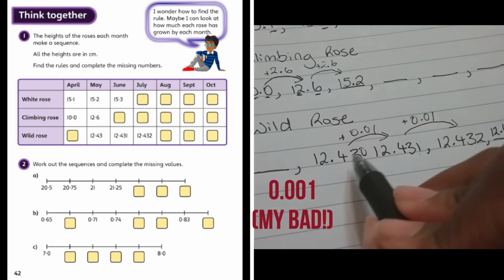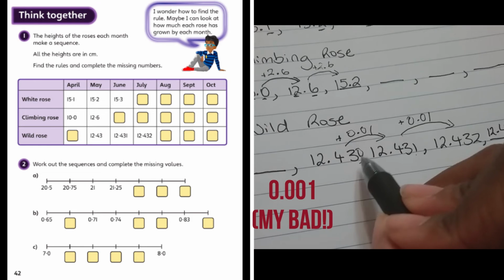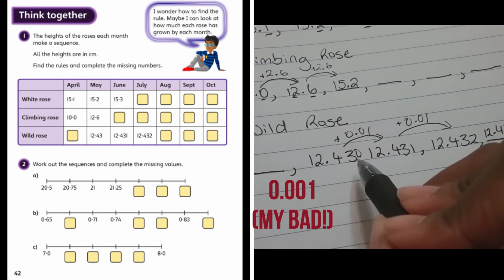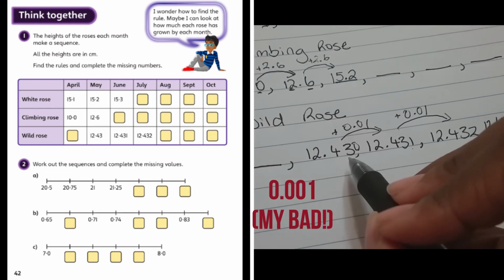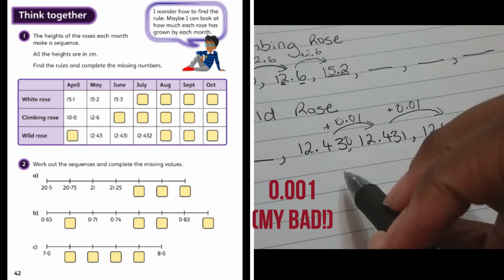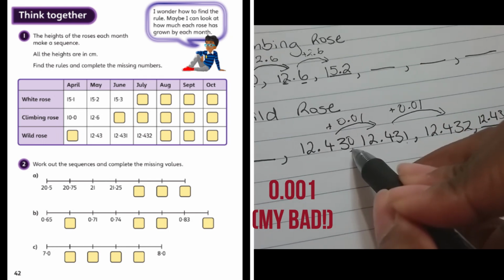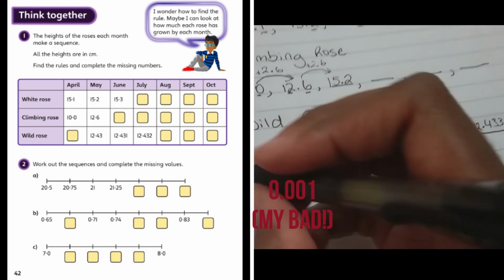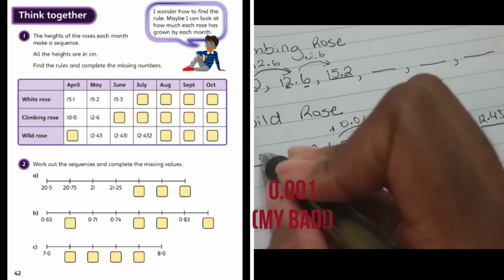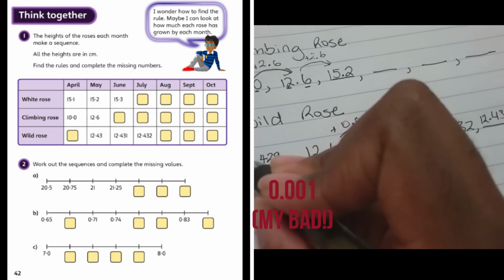All right, well, here I had 430. Remember what I told you guys, if you ever get stumped and you're like, oh, it's a decimal, I don't know what to do, just imagine that the decimal isn't there. Imagine that this just says 430. What happens when you take 1 away from 430? 429.